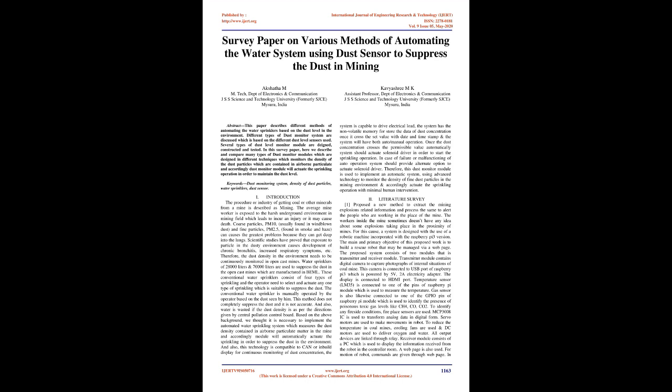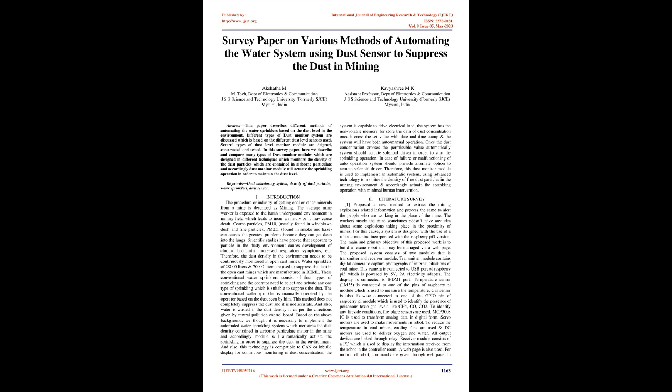Water sprinklers of 28,000 liters and 70,000 liters, manufactured in BEML, are used to suppress the dust in the open-cast mines. These conventional water sprinklers consist of 4 types of sprinkling, and the operator needs to select and actuate any one type of sprinkling which is suitable to suppress the dust. The conventional water sprinkler is manually operated by the operator based on the dust seen by him. This method does not completely suppress the dust and it is not accurate. And also, water is wasted if the dust density is as per the directions given by the Central Pollution Control Board.